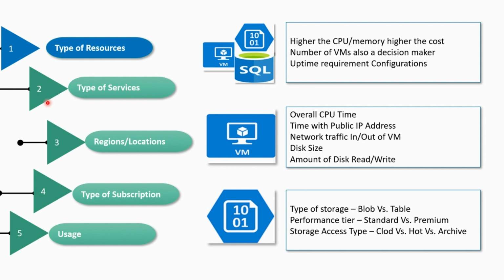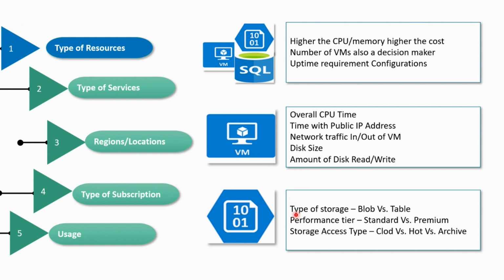Uptime requirements configured against every resource are also a factor that will impact the overall cost. Other important factors that will affect the overall cost of virtual machines include the CPU time, the time with the public IP address configured against a VM, the network traffic in and out of a virtual machine, the disk size you are using as part of the virtual machine, and the number of read and write operations that you are performing using VMs.